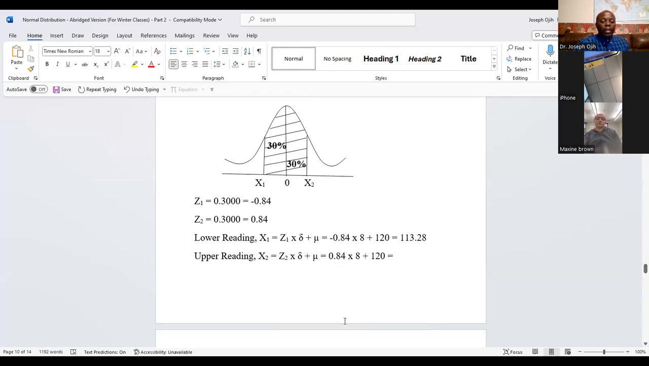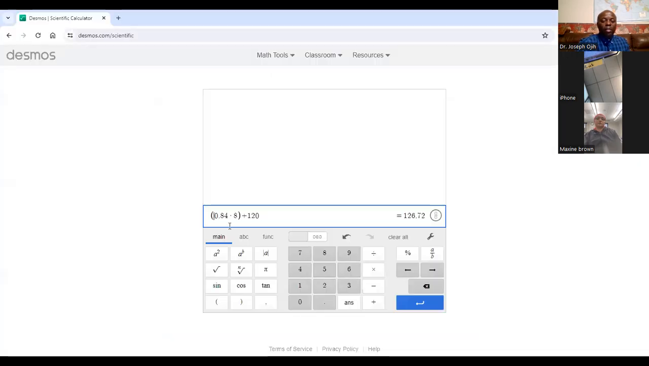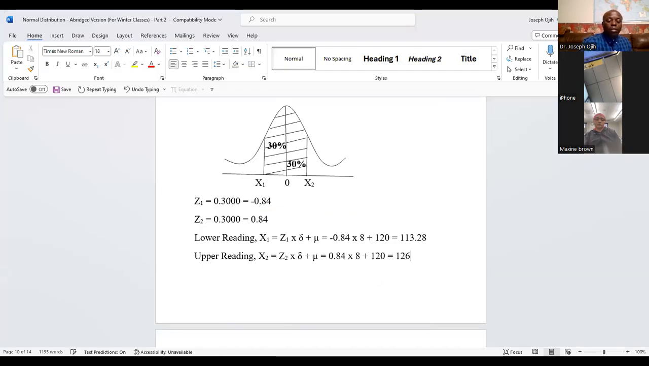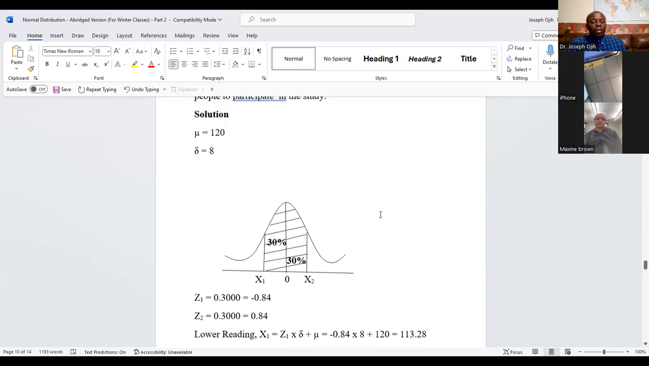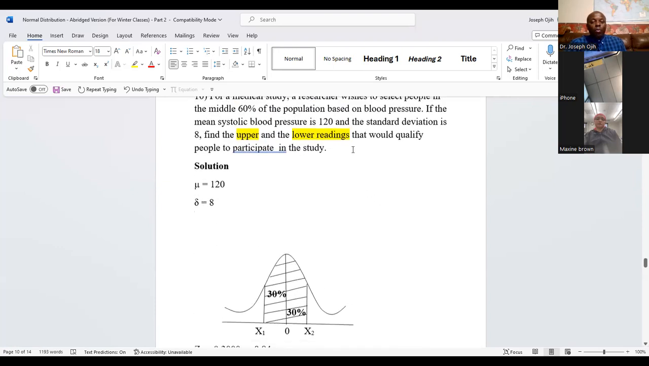On the calculator, we change the answer from negative to positive, removing this negative sign. You're gonna get 126.72 millimeter of mercury. And that's it. So the lower reading would be 113.28 millimeter mercury, and the upper reading will be 126.72 millimeter mercury. So those are the lower and upper readings that will qualify people to participate in that study.